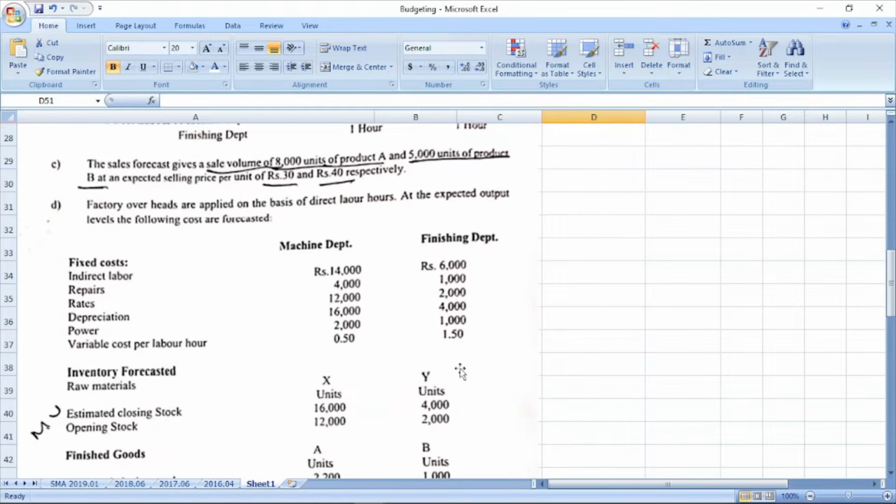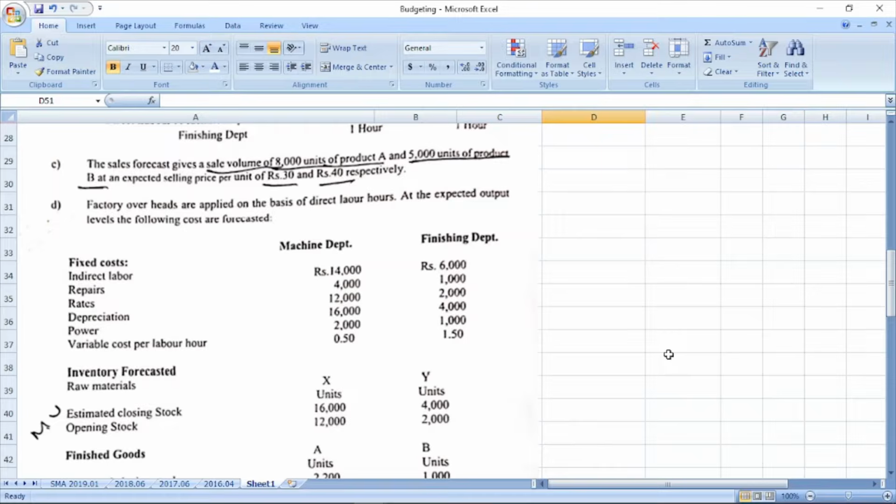Information C. The sales forecast gives a sales volume of 8,000 units of product A and 5,000 units of product B at an expected selling price per unit of 30 rupees and 40 rupees respectively. Information D. Factory overheads are applied on the basis of direct labor hours. At the expected output level, the following costs are forecast: fixed cost for the machine department and finishing department 14,000 rupees and 6,000, repairs 4,000 and 1,000.